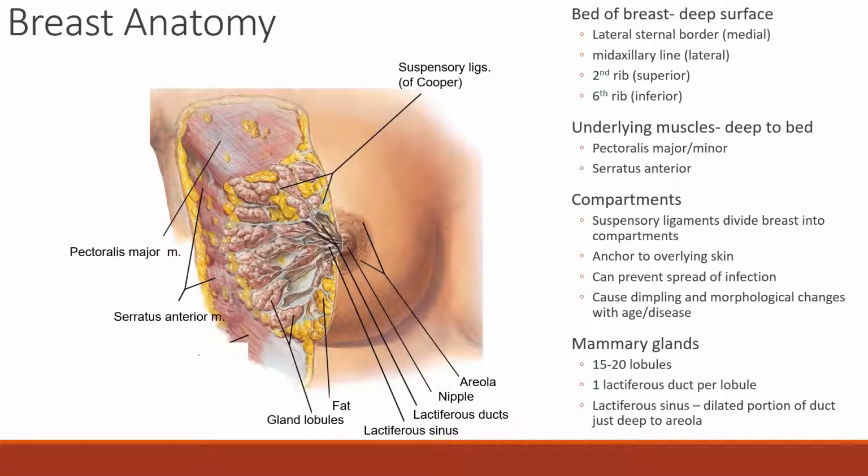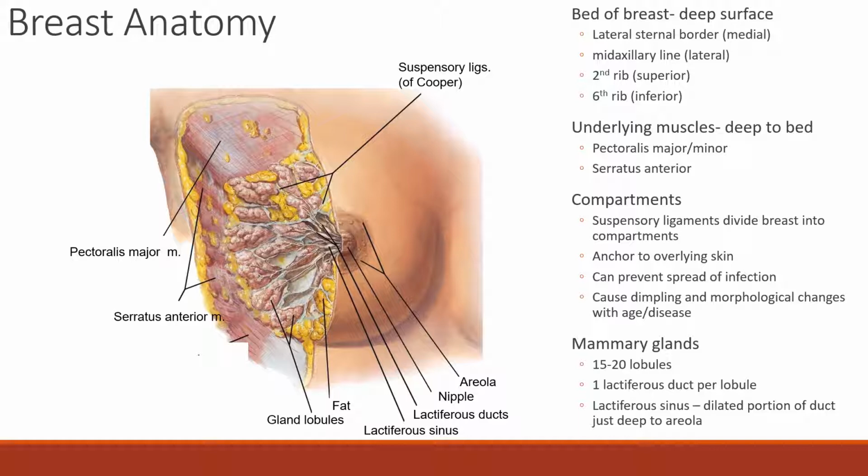I do also want to point out, in terms of compartments, I mentioned the connective tissue. This divides the breast into various compartments using connective tissue fascia. Where that fascia is a little bit thickened and attached to the skin, it creates suspensory ligaments.